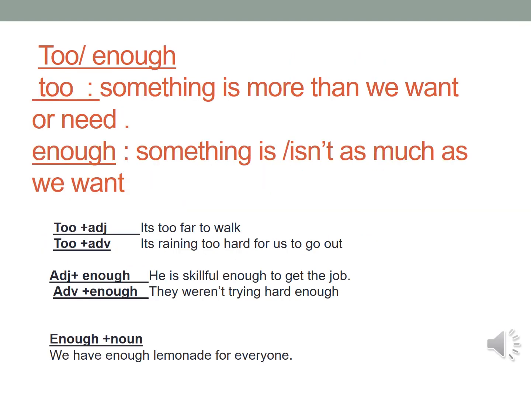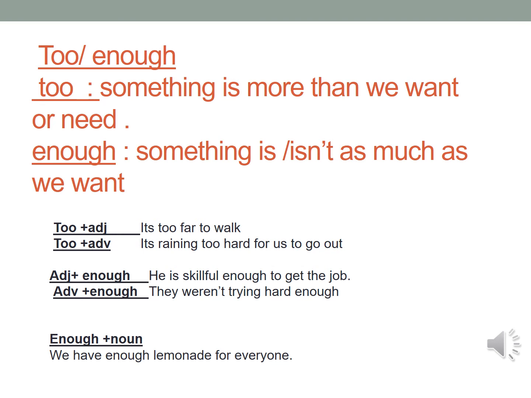Here we have "too" and "enough." Why do we use "too"? T-O-O. Here we use it to say that something is more than we want or need. We have to put "too" plus adjective or adverb, like the example here: it's too far to walk. We have too far. And we have the other "to," to plus verb infinitive.